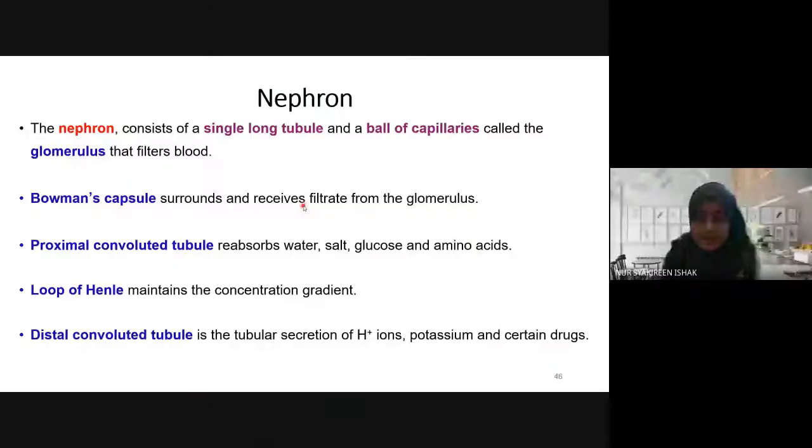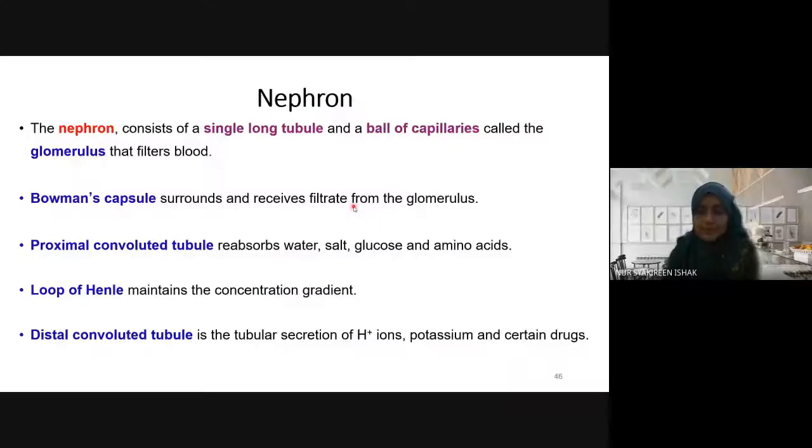Filtrate ni adalah fluid that enters all the way along the tubule. Daripada Bowman capsule ke proximal tubule, ke loop of Henle, ke distal tubule, ke dalam collecting ducts, all that fluid we call filtrate. That will become the urine later. Okay, filtrate. Ingat istilah tu, okay? So filtrate is the fluid in the tubules, starting from the Bowman capsule, proximal tubule, loop of Henle, distal tubule, collecting ducts before it comes out as urine.